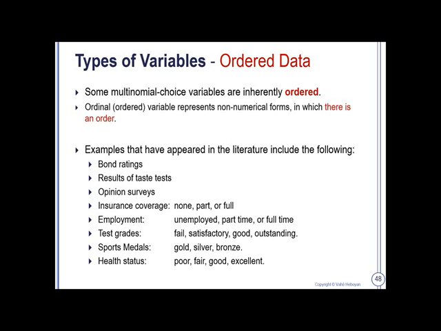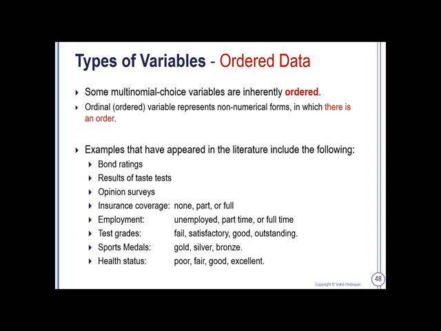Some examples that you might have seen in the literature: if you read the financial part of the journals or newspapers, the bond ratings. Bonds are rated from AAA all the way to pretty bad categories. So we already know that AAA is better than BBB, so you can see how there's a ranking in there. For example, if we conduct taste tests, we are asked to sample something and we rate them A, B, C, and D. Well, A is better than B, B is better than C, and so on. In an opinion survey, we say how much do you agree or disagree with a particular statement. Insurance coverage: none, part, or full. Full is better than part, which is better than none. So you can see there is an ordering involved within those.